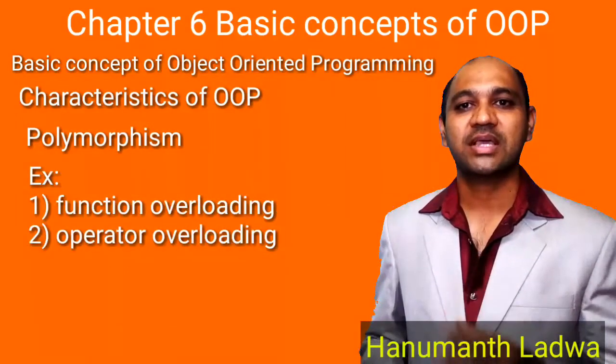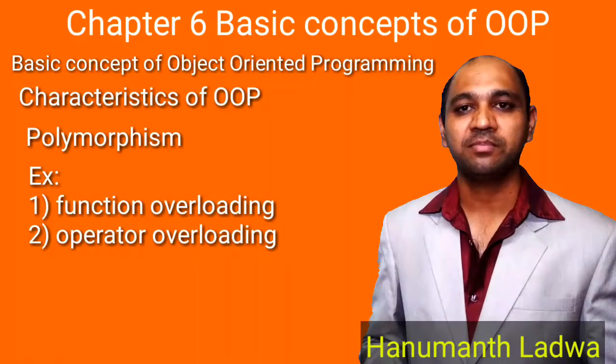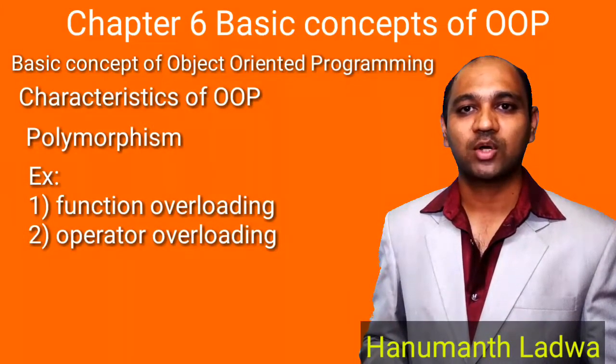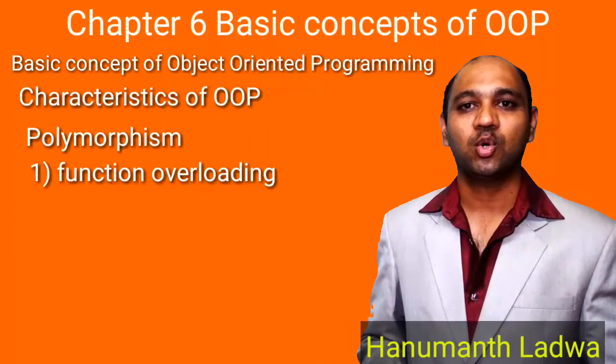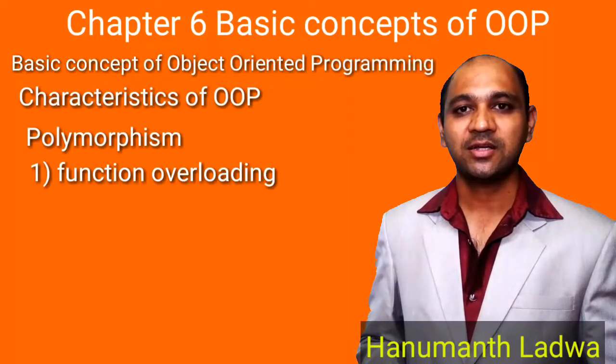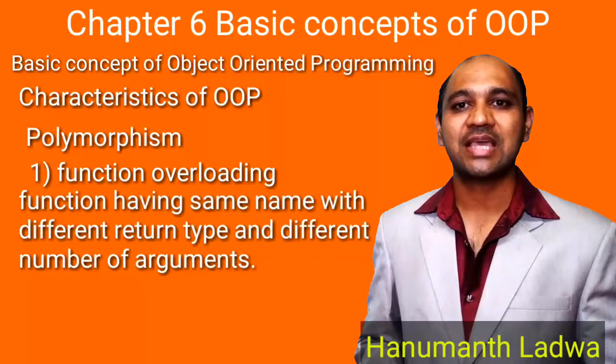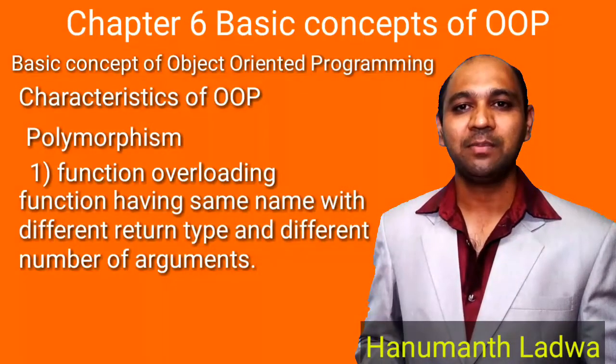There are two best examples for polymorphism. The first one is function overloading and the second one is operator overloading. So function overloading is nothing but what? It's a function having the same name with a different return type and a different number of arguments present in it.